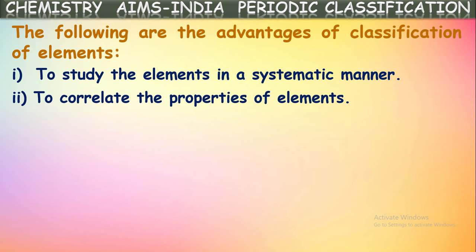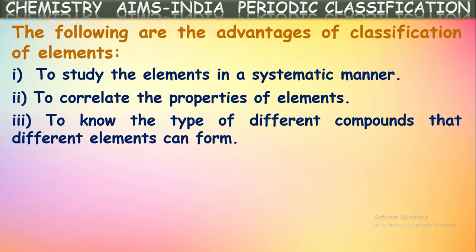Next, we can correlate the properties of the elements when they are batched. If certain elements are grouped into one batch, and we know the properties of one element among them, then the same properties can be correlated with the other elements in the same group. And we can even know the type of different compounds that different elements can form. Yes, the elements classified into one batch will form almost similar types of chemical compounds. In a similar way, they react with other elements. In that way, by correlation, we can remember the properties of all the elements present in the same batch very easily.